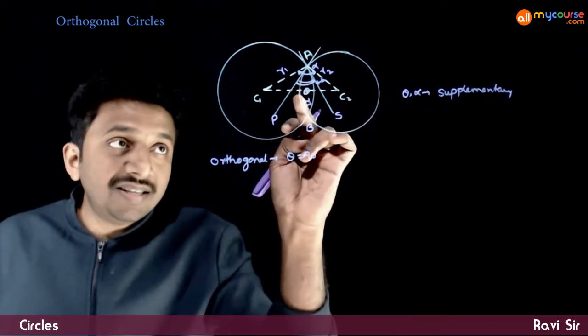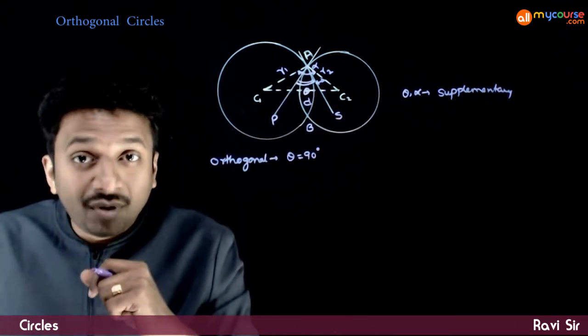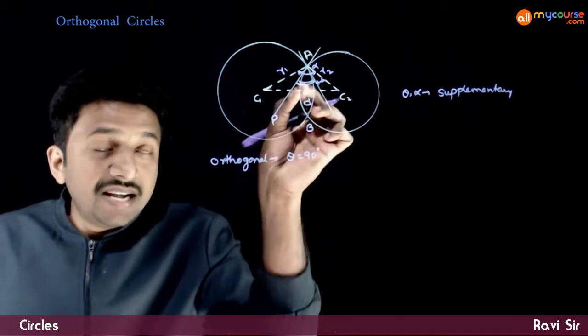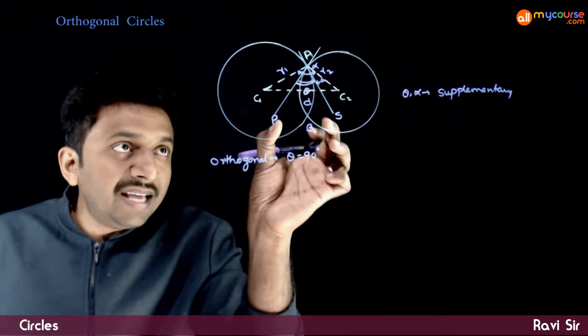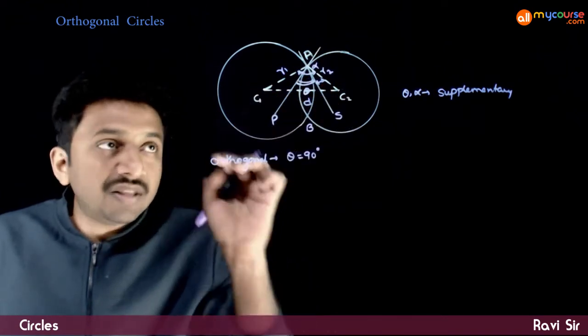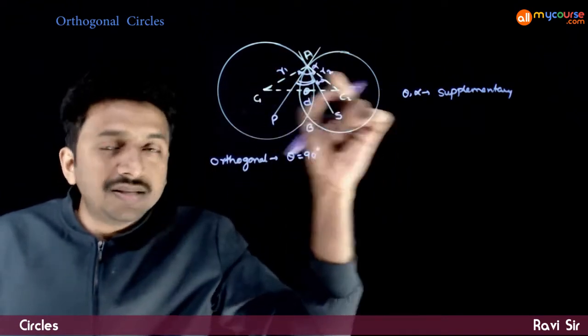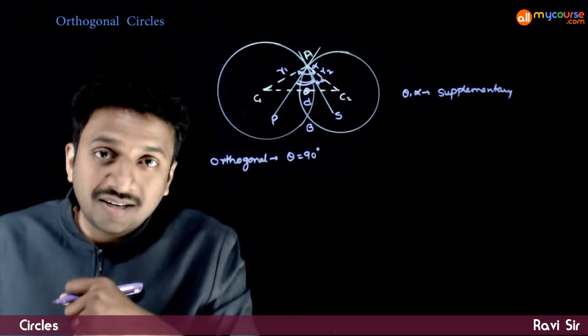We have already seen that theta plus alpha is equal to 180 degrees. So if theta is 90, alpha is equal to 90. So the line AP will coincide with AC1. The line AS will coincide with AC2 for orthogonal circles.